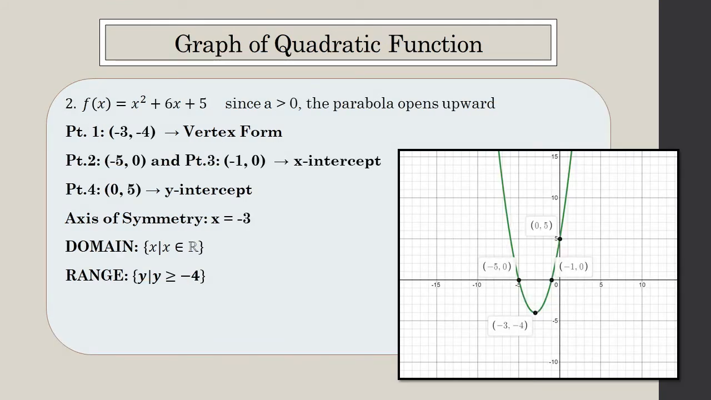For the second function, we also have the following. The vertex is (negative 3, negative 4). We have 2 x-intercepts, and those are (negative 5, 0) and (negative 1, 0). The y-intercept is (0, 5). The axis of symmetry is negative 3. The domain is x such that x is an element of all real numbers, and the range is y such that y is greater than or equal to negative 4.